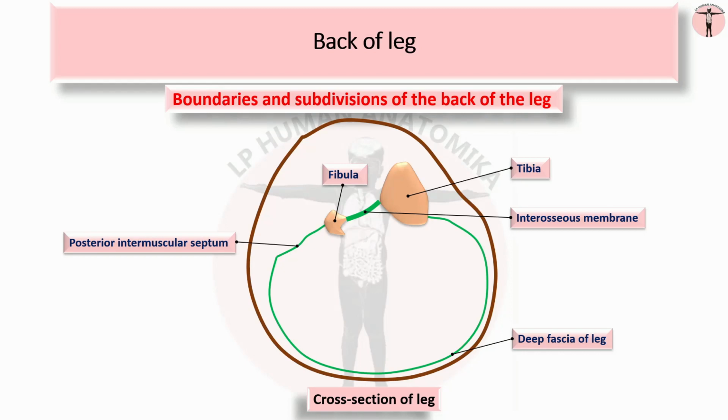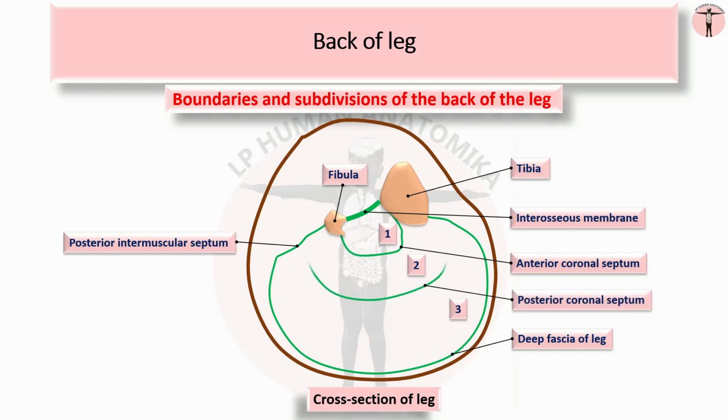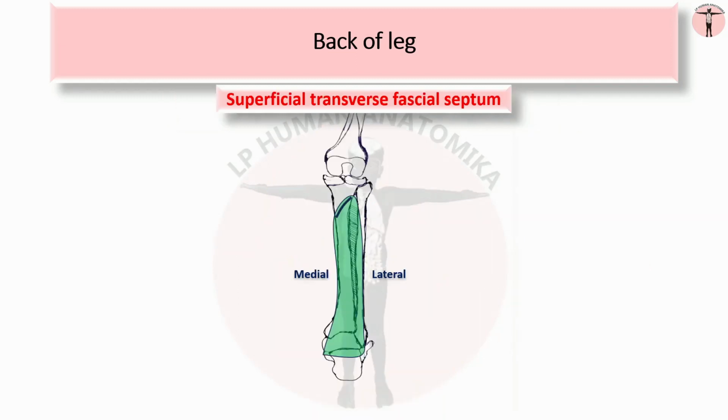The posterior compartment is subdivided into three groups of muscles by anterior coronal septum or deep transverse fascial septum and posterior coronal septum or superficial transverse fascial septum. The three groups of muscles are superficial, intermediate and deep groups. The superficial transverse fascial septum is present between the superficial and intermediate group of muscles.